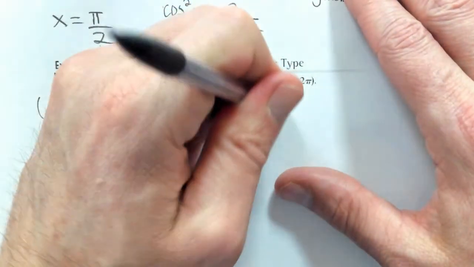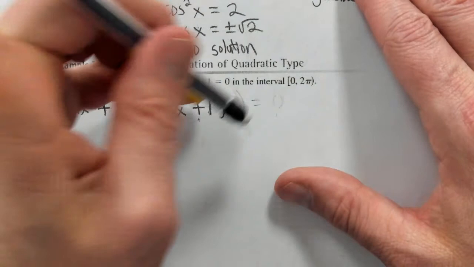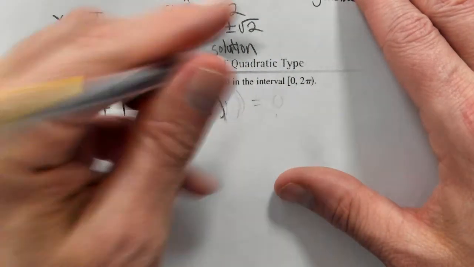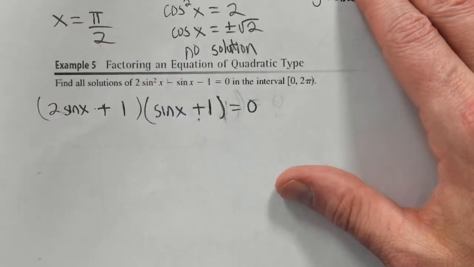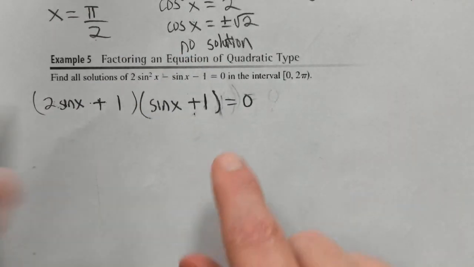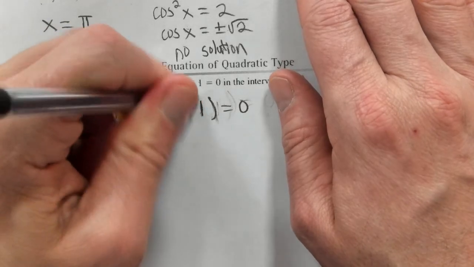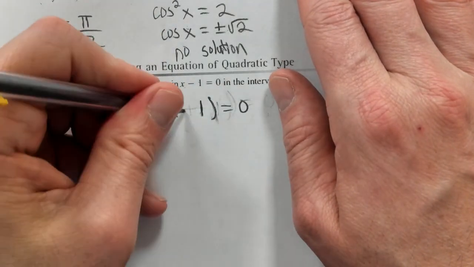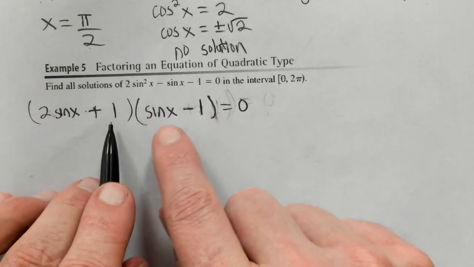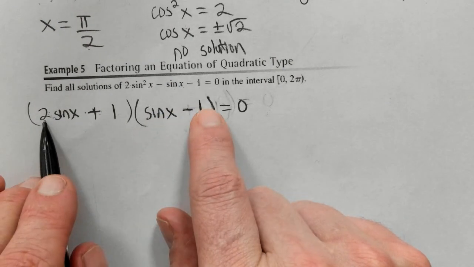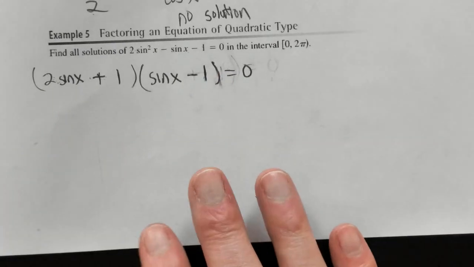Equals 0. All right. And if you wanted to double check it, whoops, that should be a minus. If you wanted to double check it, then positive 1 times negative 1 is negative 1. This is sine of x minus 2 sine of x, which is negative sine of x. So we have factored it correctly.